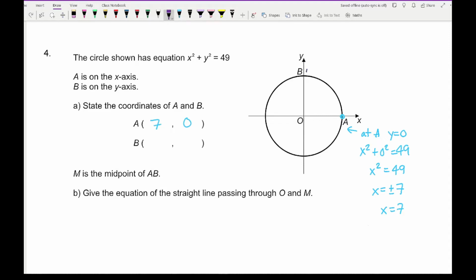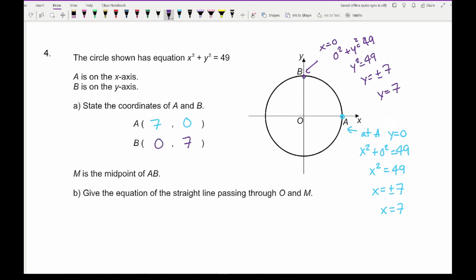Now at B, here x equals 0. If I substitute x equals 0 into that, let's just write that down, I end up with 0 squared plus y squared equals 49. So y squared equals 49, so y equals plus or minus 7. Because B is above the x-axis, I want the positive value of y. So it's going to be 7. So the coordinate is 0, 7.